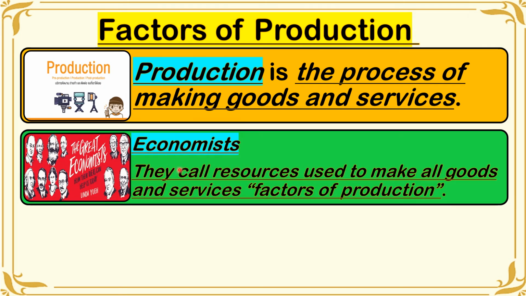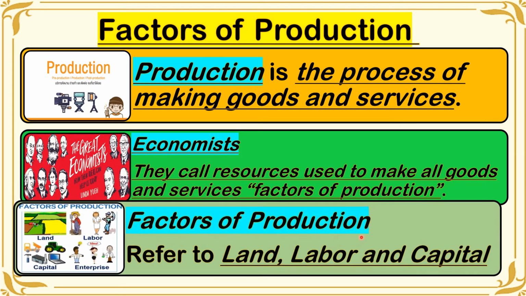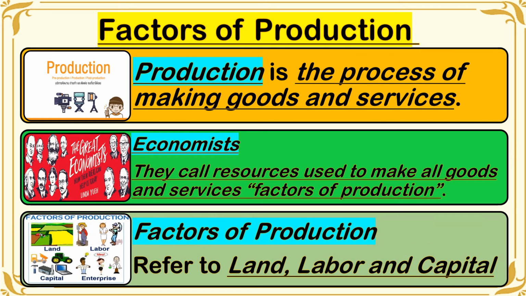Economists are the people who call the resources used to make all goods and services factors of production. There are three factors of production, class. They are land, labor, and capital. Now let's discuss these three factors of production one by one.